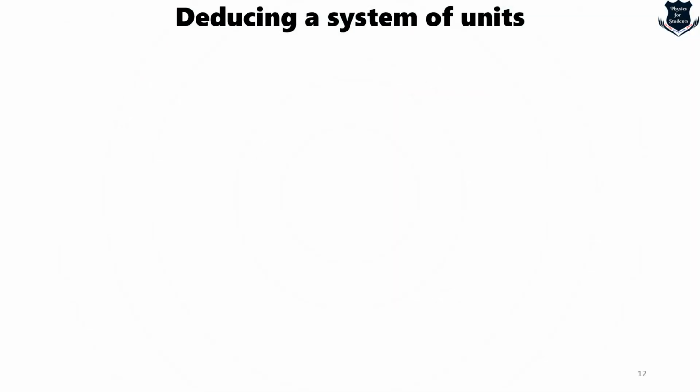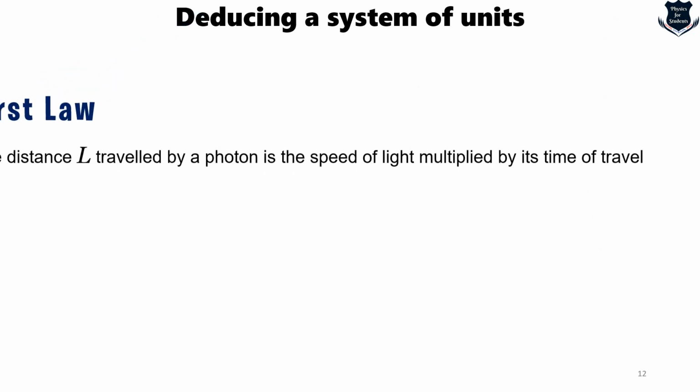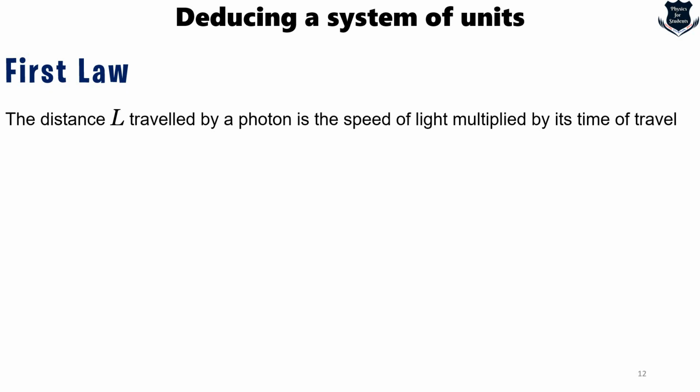So convenient systems of units start with arbitrary definitions for units of certain fundamental quantities, and they derive the laws of nature. Here we are going to assume we know 3 basic laws. What are those laws? The first is that the distance L traveled by a photon is the speed of light multiplied by its travel time, which leads to the equation L equals ct.